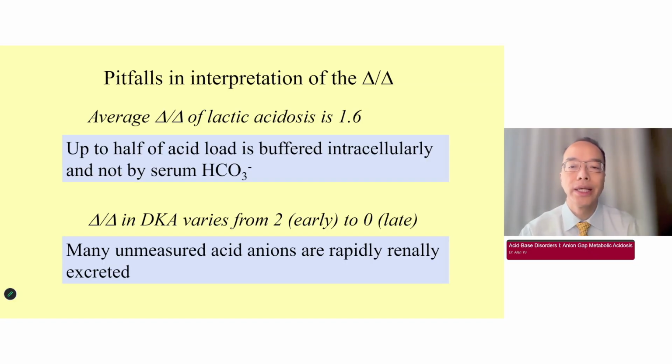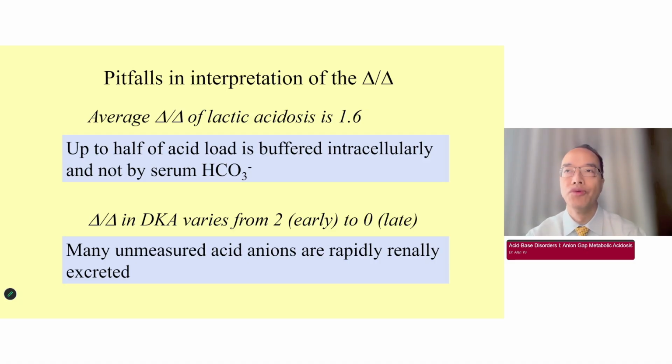I've included in here a few extra slides of things that might be interesting, that are either pitfalls or subtleties. These don't need to necessarily be memorized. They don't come up in the boards, but in practical terms may be somewhat useful. And so there are a couple of pitfalls in interpretation of the delta-delta. One is that the normal delta-delta in an anion gap acidosis isn't necessarily 1. It can be higher than 1.